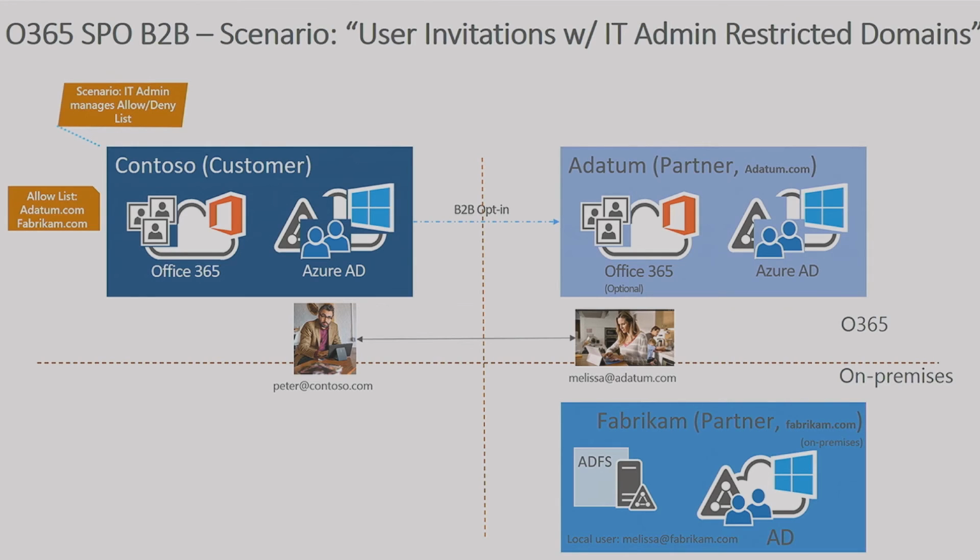Melissa, on the other hand, works for Adatum, and Peter has to collaborate with that particular person in Adatum. The scenario that we have enabled with this new one, with the SharePoint Online sites, is the concept called restricted domains. So what it means is, as you see in the top left, the IT admin manages the allow list, deny list. In this example, admin is configuring the allow list. He's saying, I'm going to allow only adatum.com and fabricam.com. That's the only two partner domains that my end users can collaborate with and invite and bring the users in. So far, so good? Makes sense? So that's the scenario here.